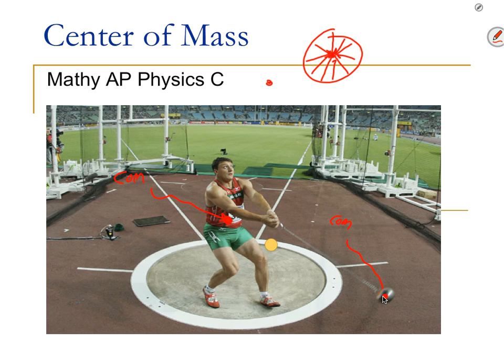So we can look at the center of mass of the hammer. We can look at the center of mass of the dude doing the hammer. Or we can go with a new idea, which is called the center of mass of the system. So that would be the center of mass of the system. And you'll always see COM used as an abbreviation for center of mass because who wants to spell that thing out each and every time?